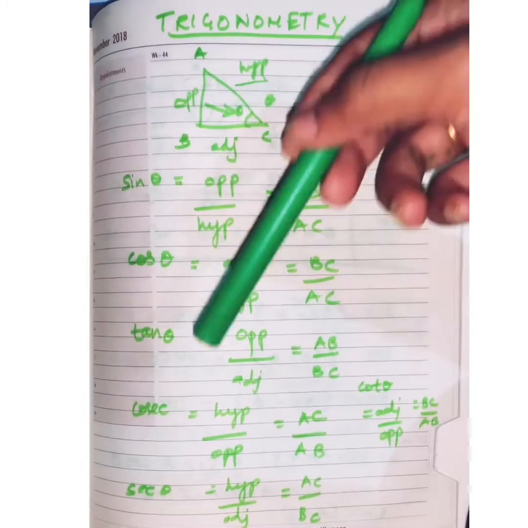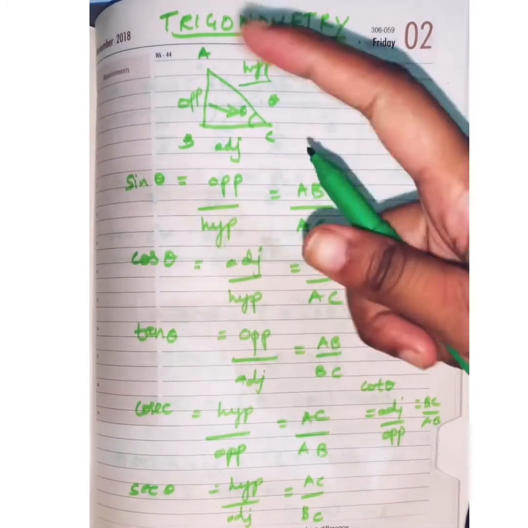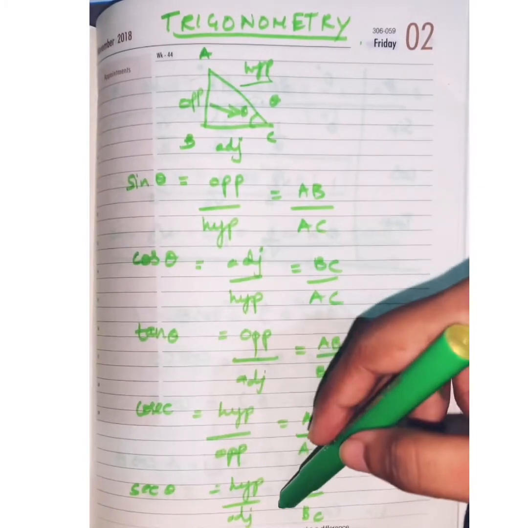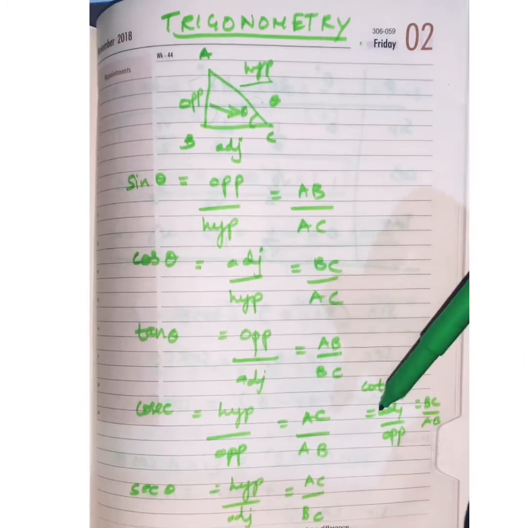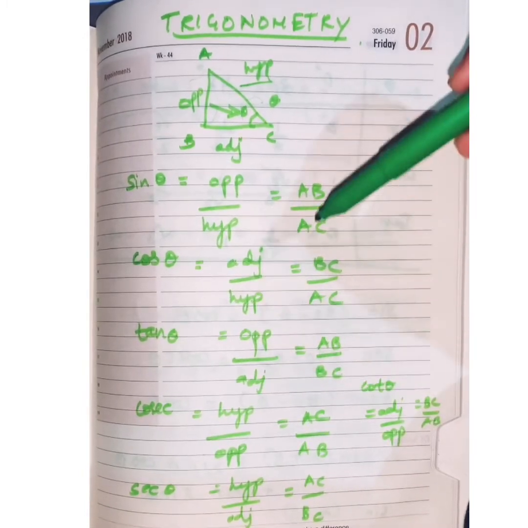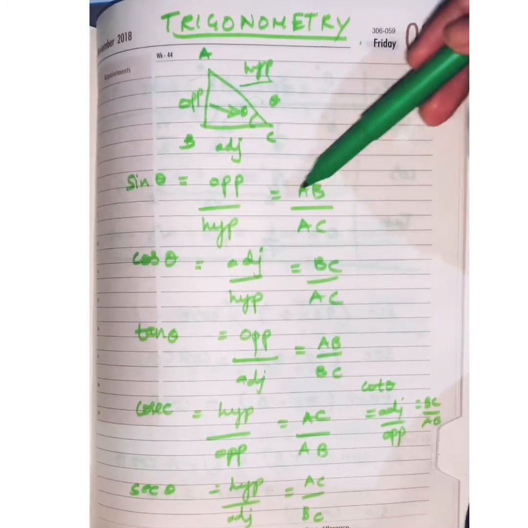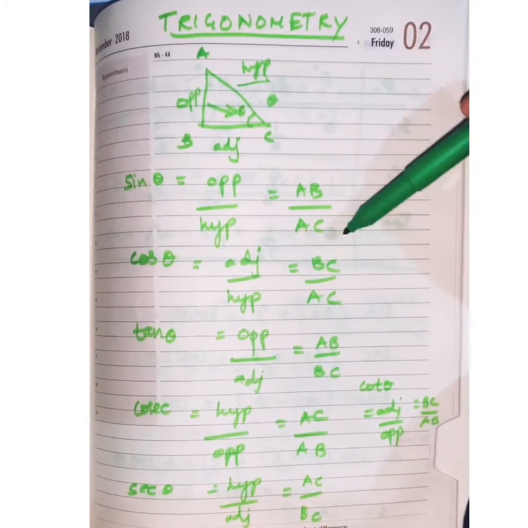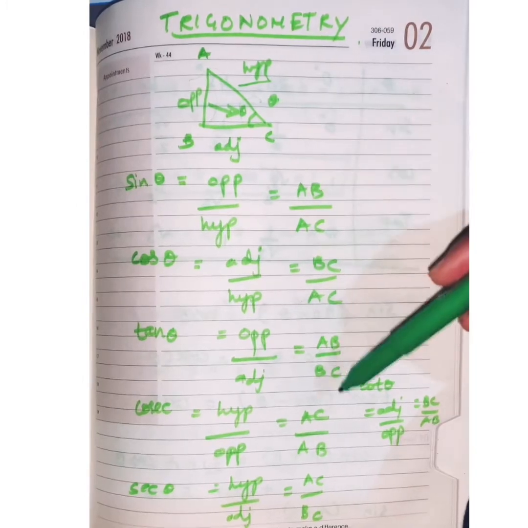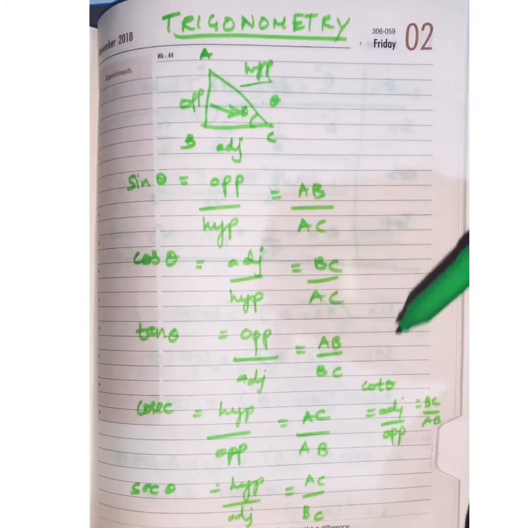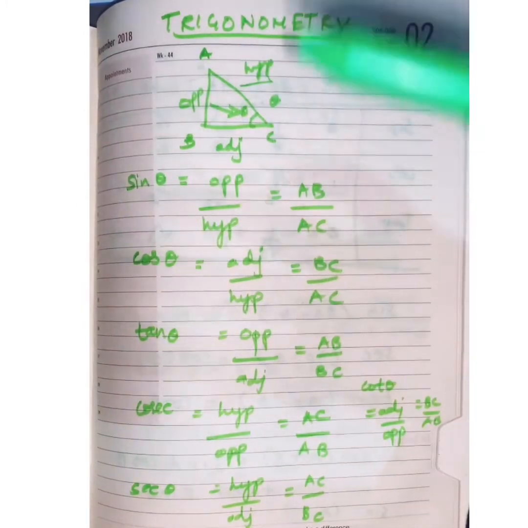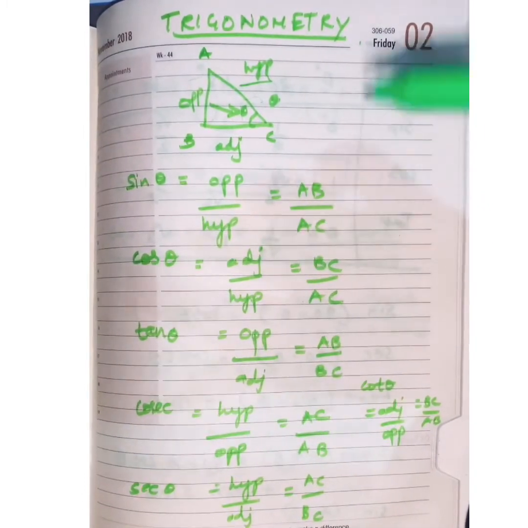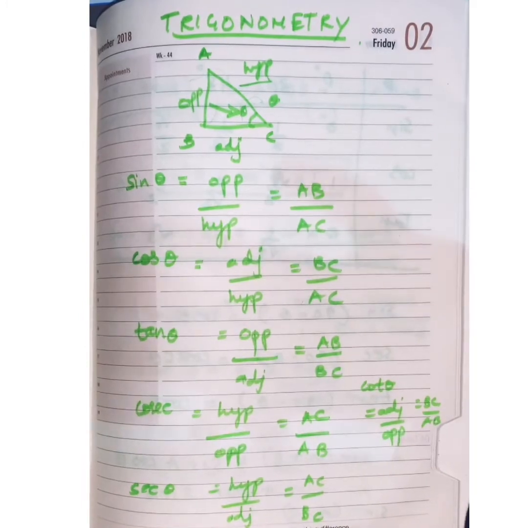Let's continue. Cosecant theta is hypotenuse by opposite. Secant theta is hypotenuse by adjacent. And cot theta is adjacent by opposite. I have written all the sides, adjacent, hypotenuse and opposite: AB by AC, BC by AC. You know all the conditions for sine theta, cos theta and tan theta. If you know all this, you can easily solve the question.